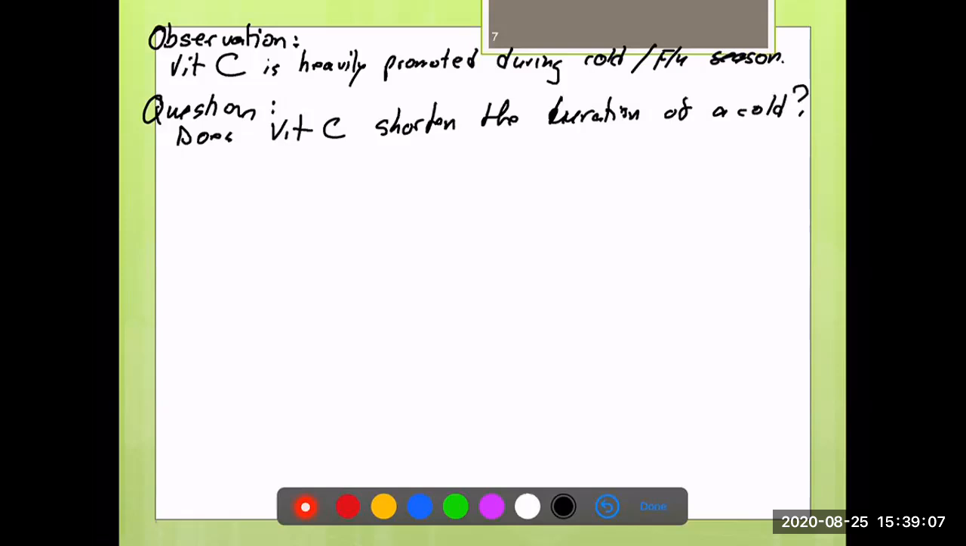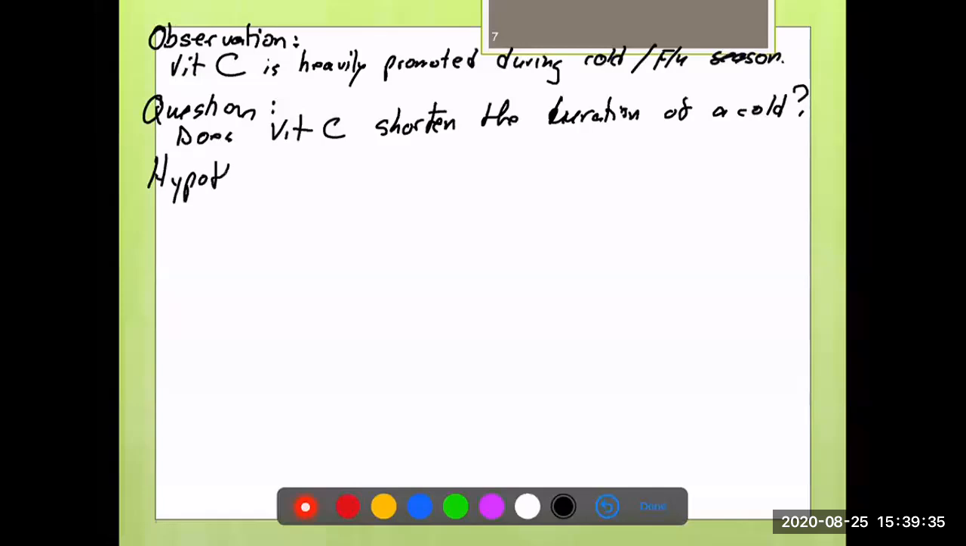So I want you now to apply the criteria to this question. Is it well defined? Is there anything in this question that is not clear? Is it measurable? Can you imagine how I can do a test? I think so. It's a good question.